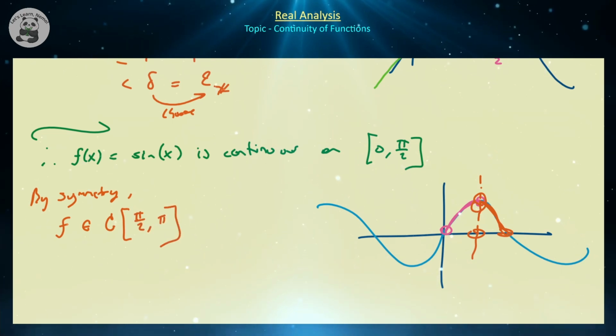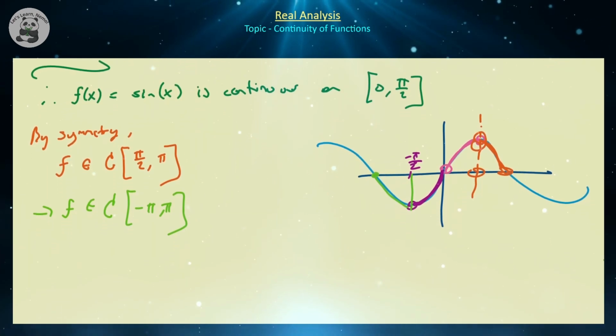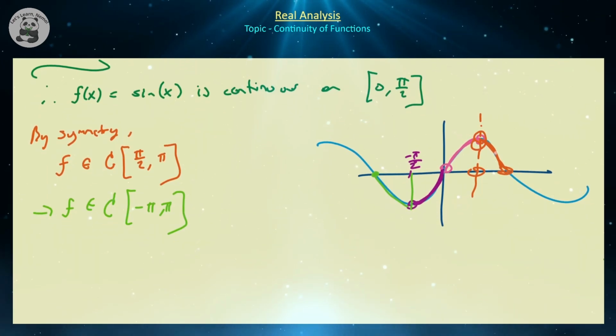So by symmetry, f is continuous, and some people will write f as an element of continuity on the interval pi over 2 to pi. And you can also justify odd symmetry on the interval from minus pi over 2 to 0. And you can also justify continuity by mirroring that minus pi over 2 to 0 to minus pi over 2 to minus pi. So by symmetry again, we can get that f is continuous on the interval minus pi to pi. And that's just by symmetry.